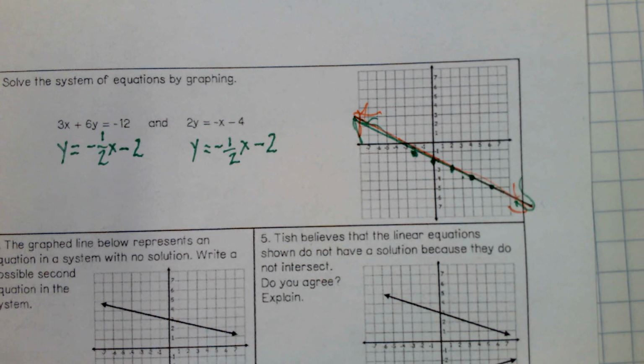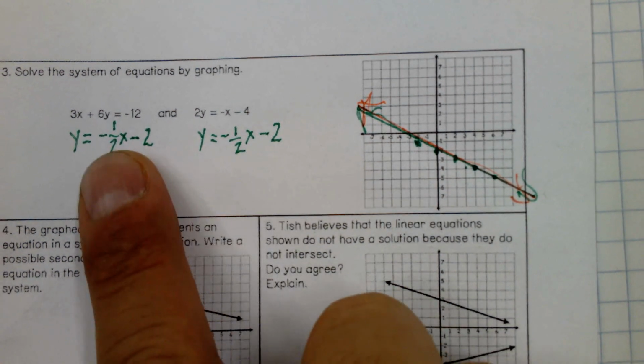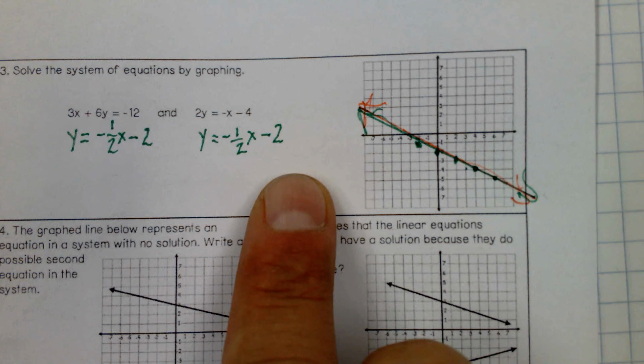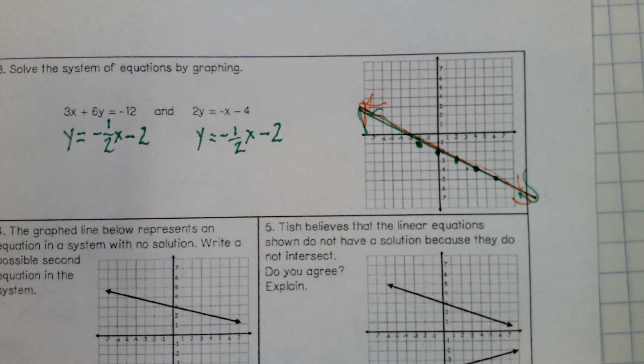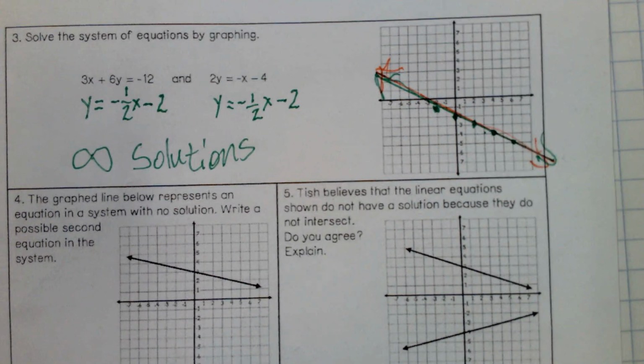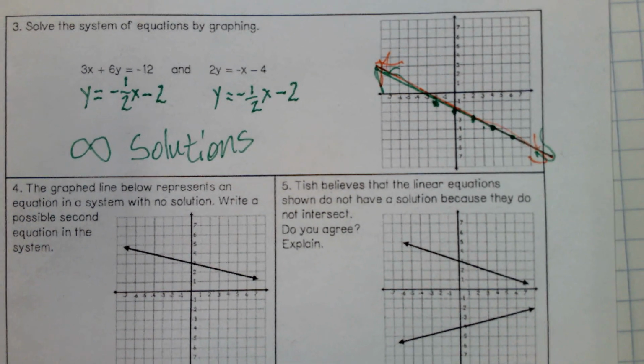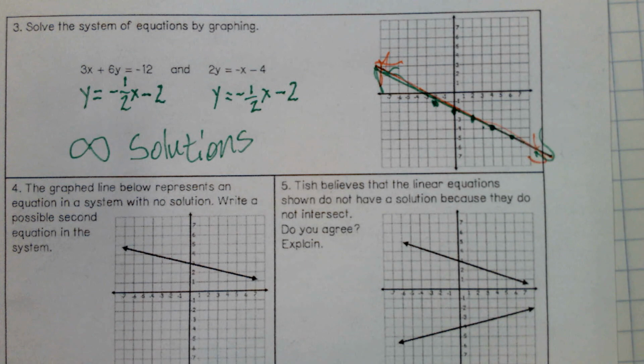You realize you get the same equation, same slope, same y-intercept. So the lines overlap. So what's our conclusion here? Infinite solutions. Okay. Number 4, I'd like you to work on that one with your partner. The graphed line below represents an equation in a system with no solutions. Write a possible second equation in the system.